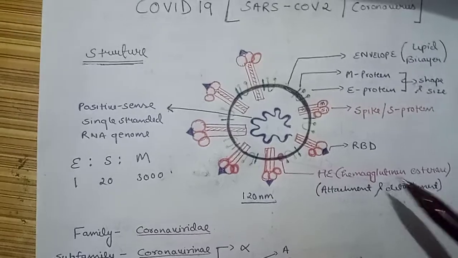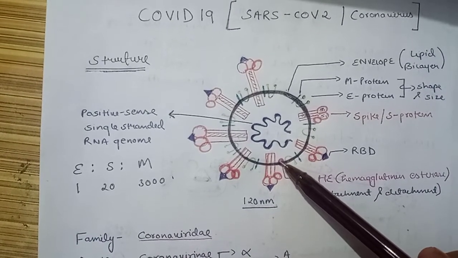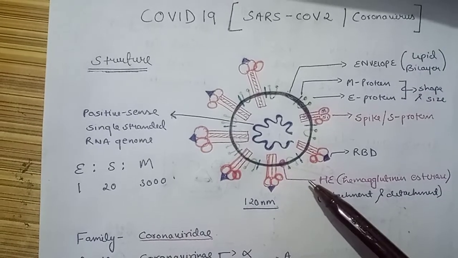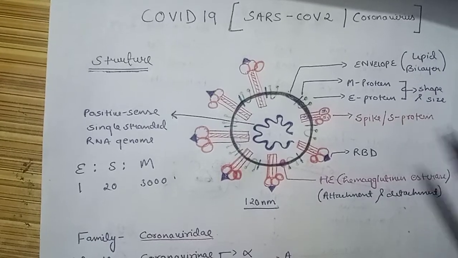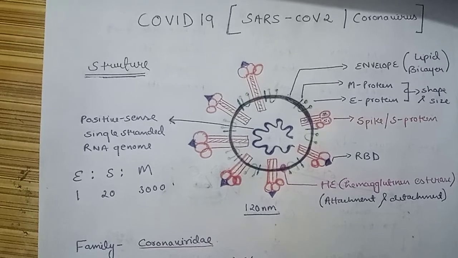One more thing is that in some of the strains of coronavirus, there is another protein, that is hemagglutinin esterase. Now this protein is responsible for attachment and detachment of coronavirus over the host cell. So this is what we needed to know about the structure of coronavirus.